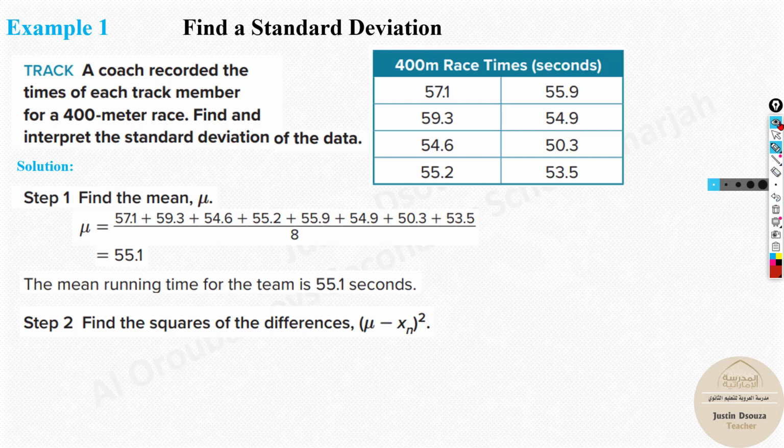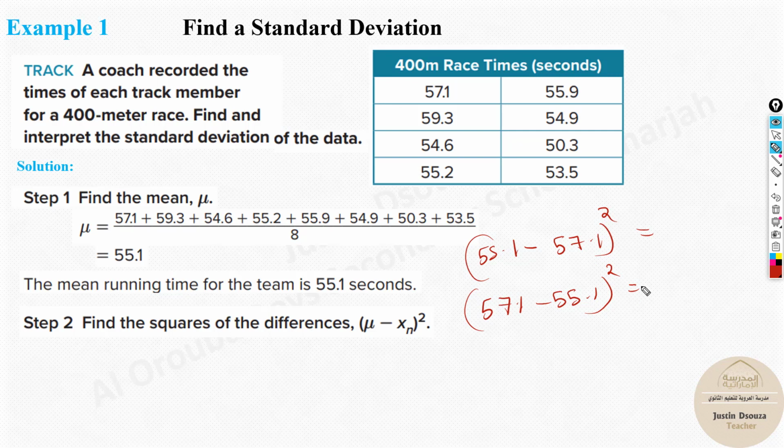And now let's just do some of these values. What I mean is, you just put this mean 55.1 minus the first value, which is 57.1, the whole squared. Find this answer. Or you can do the value first, 57.1 minus 55.1, the whole squared. It's up to you. We will do it in the calculator and see both values will be the same.